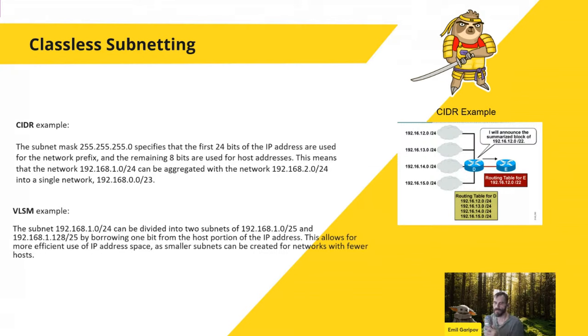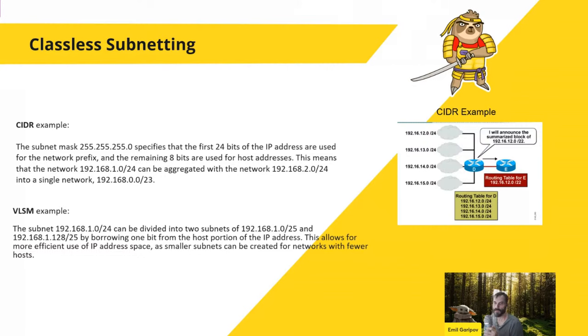And here are the two kinds of classless subnetting. The first one is CIDR, classless inter-domain routing, and the second one is VLSM, which stands for variable length subnet masking. These are two techniques that can be used to manage IP address space. They are both important for efficiently using IP addresses and reducing the size of routing tables.